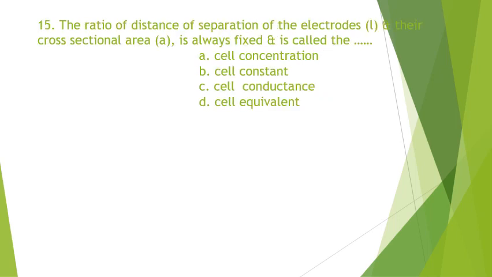The ratio of distance of separation of the electrodes and their cross-sectional area is always fixed and is called option A, cell concentration, option B, cell constant, option C, cell conductance, option D, cell equivalent. And our correct option is option B, cell constant. The ratio of distance of separation of the electrodes and their cross-sectional area is always fixed and is called the cell constant.